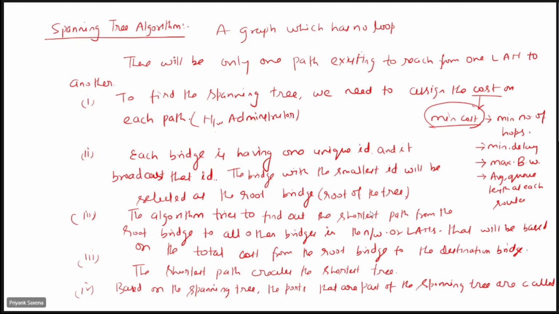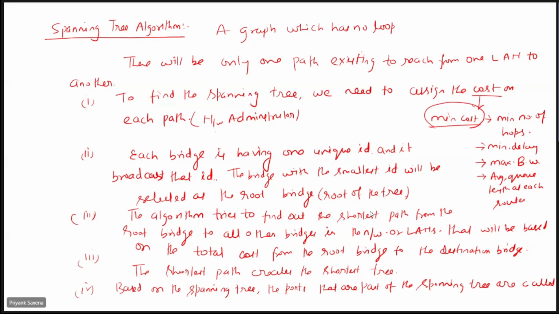There will be only one path existing to reach from one LAN to another LAN. So how is the spanning tree drawn? To find the spanning tree, a cost is assigned on each path by the network administrator, and each bridge, as I told you, has its own unique ID, which you can call a device ID or a device serial number.